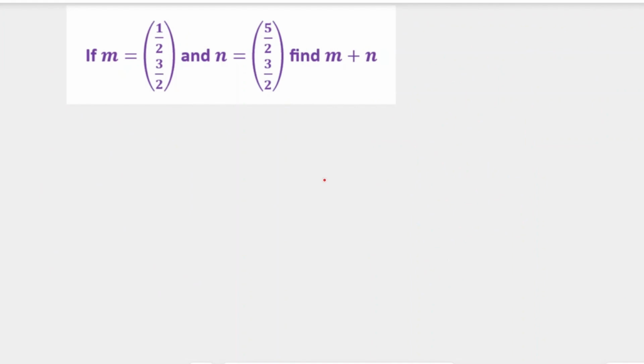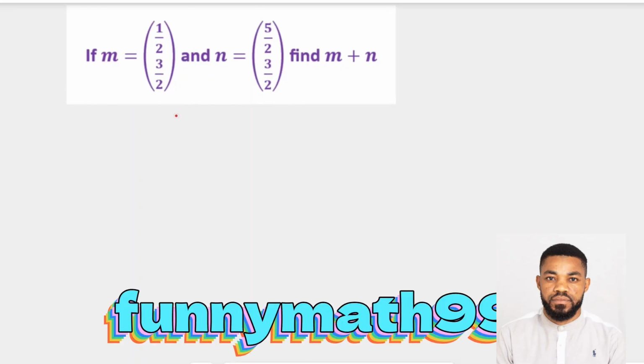So let's get our next question here. If the vector M has components 1/2, 3/2, and the vector N has components 5/2, 3/2, we have to find the vector M plus N. An interesting vector, very long. The components are fractions, but we're going to use the same idea. So let's get it started.